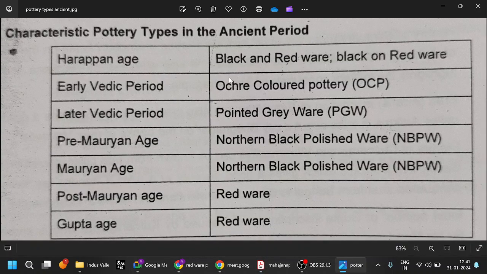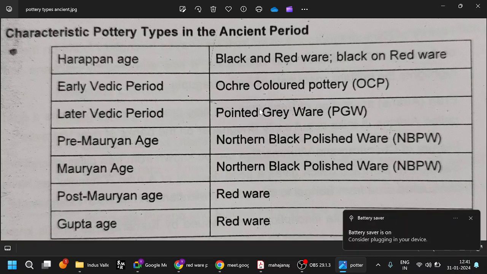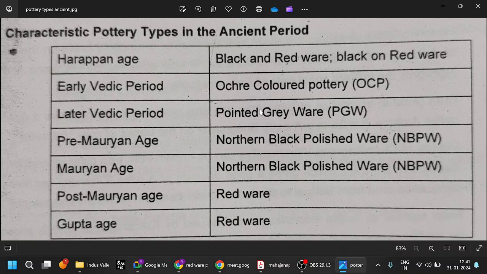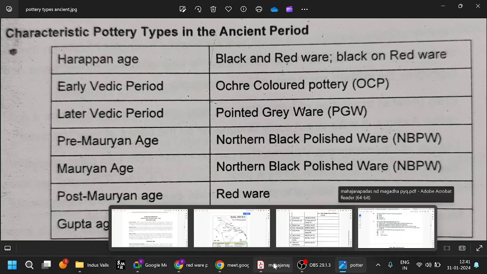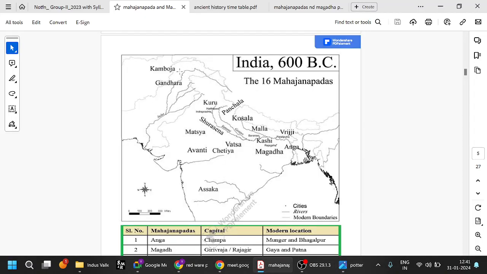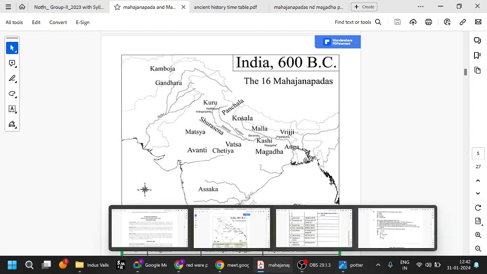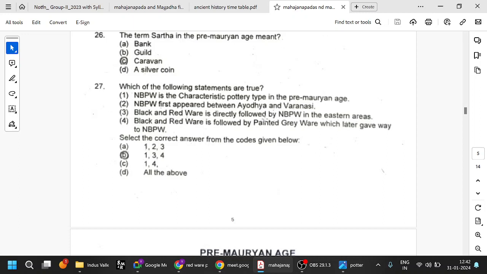So what it is saying is black and red is directly followed by northern black polished ware in the eastern area, because the Vedic period is mostly prominent in the northwestern region. If you observe, Vedic was more prominent here. So in the eastern part, black and red ware is directly followed by northern black polished ware, which is pre-Maurya and Maurya. So that is also true.